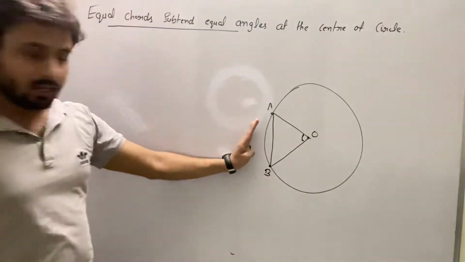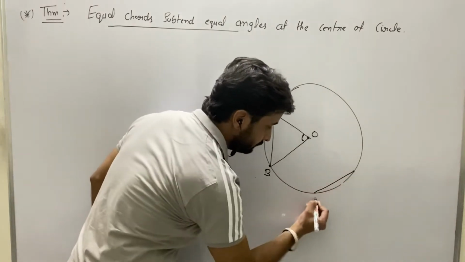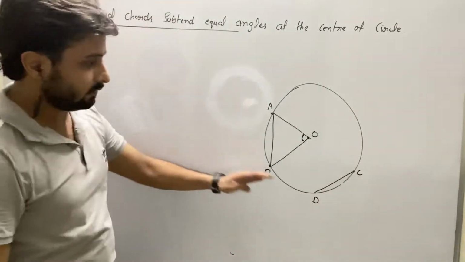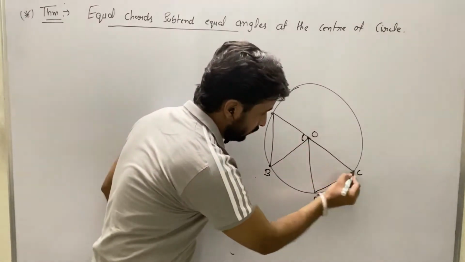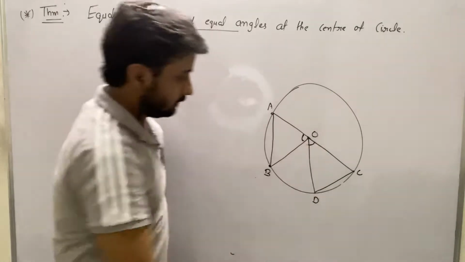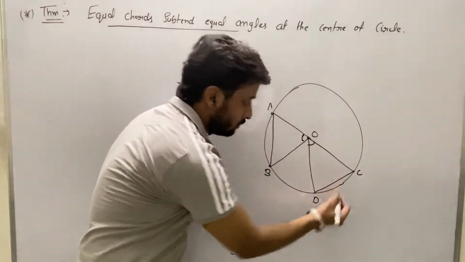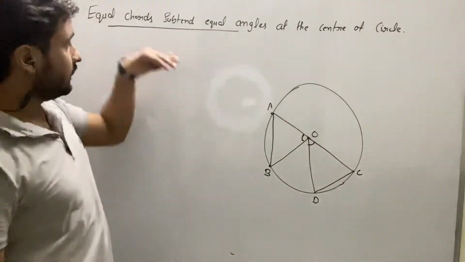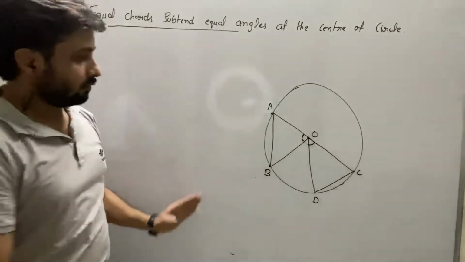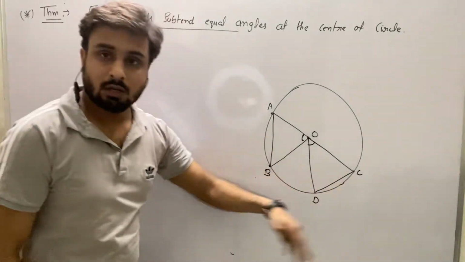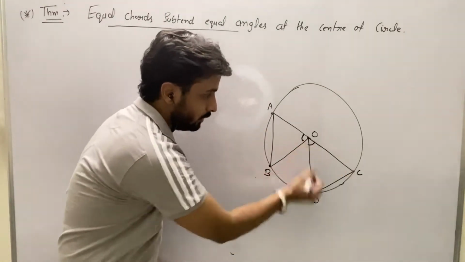So let's say we have chord AB. Now let's say we have another chord CD here, which has length equal to AB. Now if I join OD and OC, this is also an angle. This is the angle subtended by the chord CD at the center of the circle. In this theorem we are given that equal chords subtend equal angles. So we are given that AB and CD are equal chords. What we have to prove is that angle AOB is equal to angle COD.